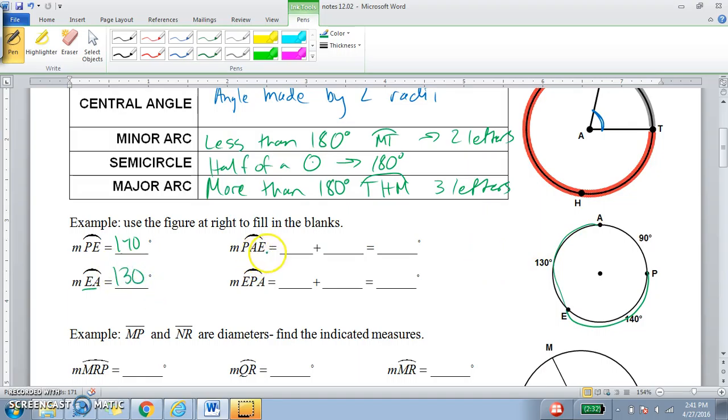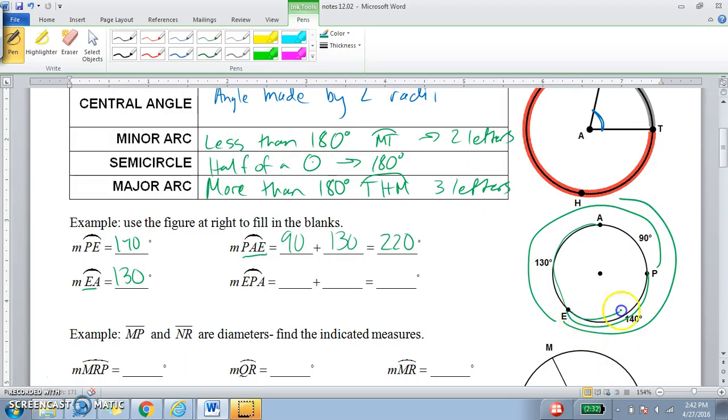If I'm going from P to A to E, now I have to go in that order, P to A to E. So there's really 2 pieces here. There's this 90-degree chunk, plus this 130-degree chunk. So I have to add those both together. That gives me 220. Same thing with EPA. I have to go from E to P up to A. So I would add this 140 plus this 90, and that would give me 230.